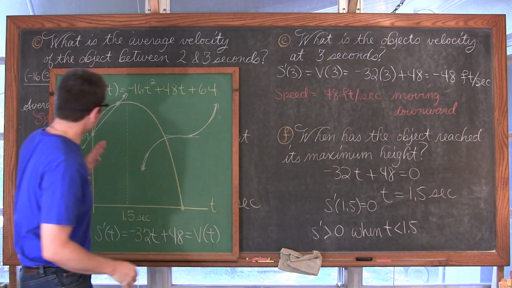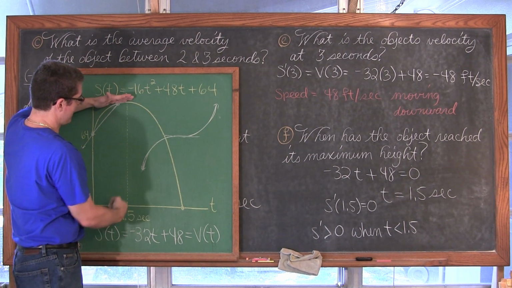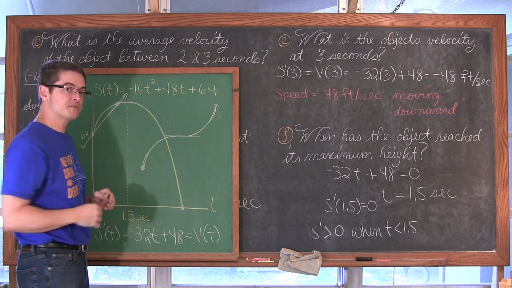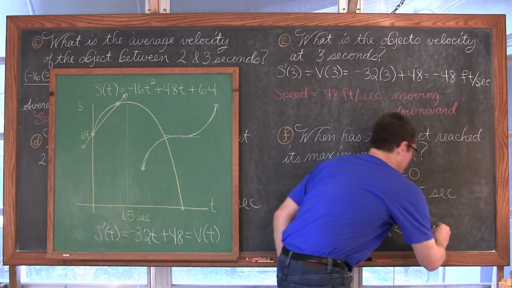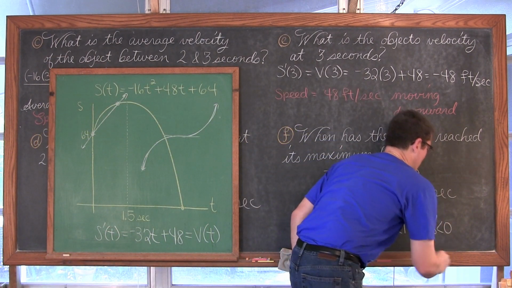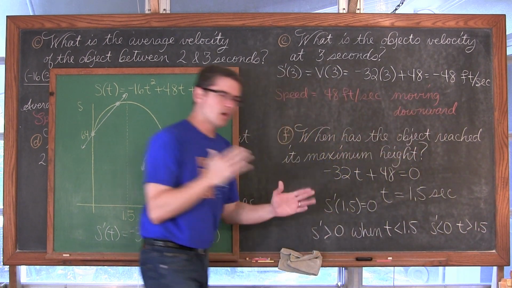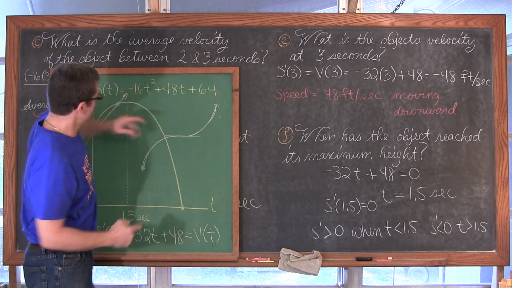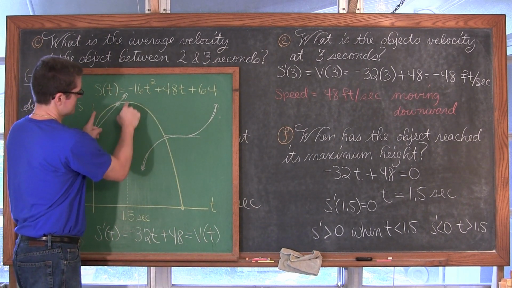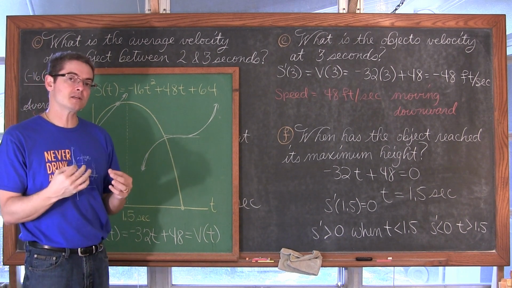Our velocity, or our first derivative, is positive up until we get to 1.5, which is when the first derivative is equal to 0, or the velocity is equal to 0, and then the first derivative is less than 0 when t is greater than 1.5. So the slope of the function goes from being positive to being negative on the left and right hand side of that point where the first derivative is equal to 0, or the velocity is equal to 0.